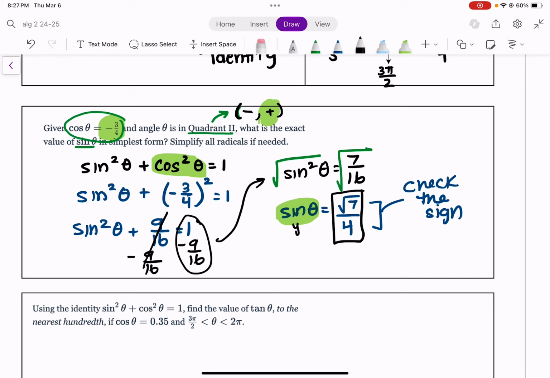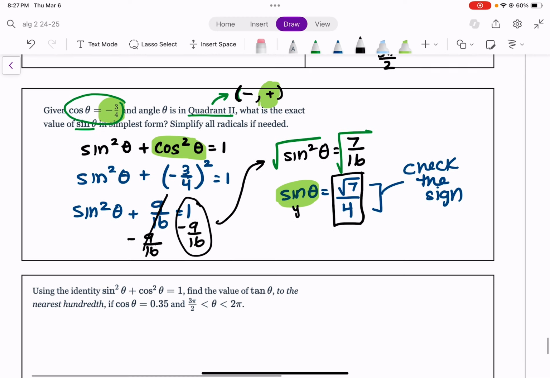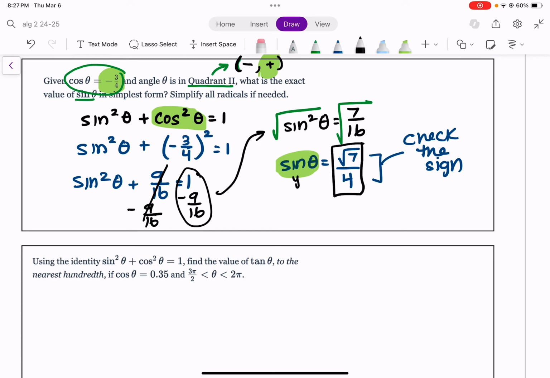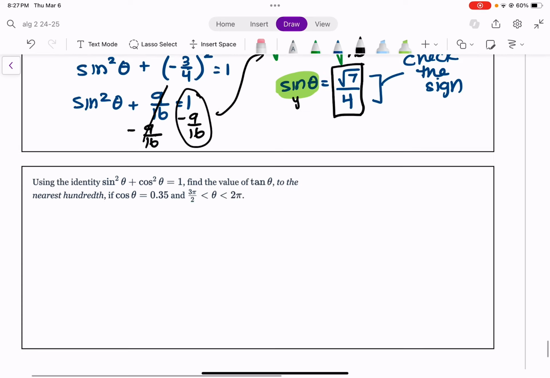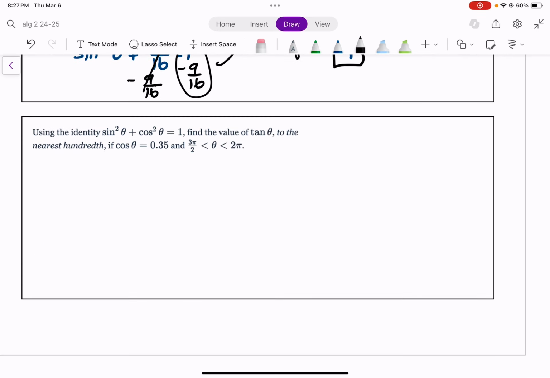Okay, so now we're going to try another problem. So I found what the sine of theta is. It is square root of 7/4. This question says, using the identity of sine squared plus cosine squared equals 1, so that's the identity we just proved, find the value of tan theta to the nearest hundredth if cosine of theta equals 0.35 and the angle of rotation is within these 2 radians, okay?